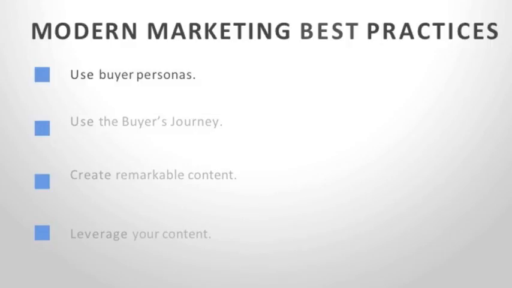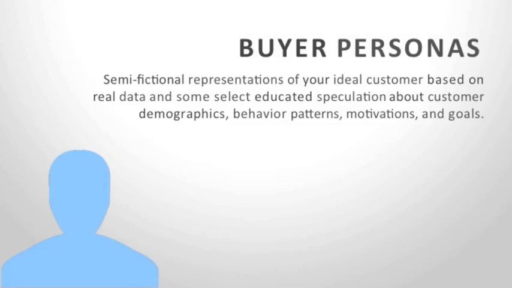Since modern marketing and sales are consumer-centric, you need to know who you're trying to reach. You don't want just any traffic to your site. You want the right traffic. You want the people who are most likely to become leads and ultimately happy customers. Who are the right people? The right people are your ideal customers, what we call buyer personas.